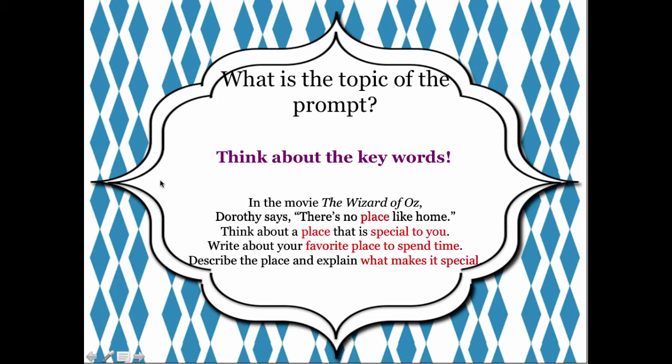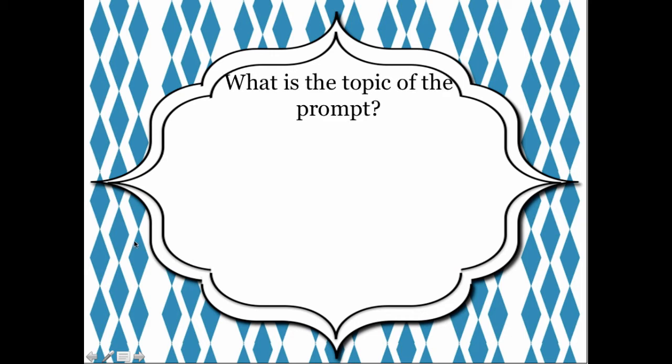Okay, so think about those keywords, and there they are. Place that's special to you, a favorite place to spend time, and then you're also thinking about what makes it special. So we've thought about what the topic is. Okay, so what is the topic of the prompt? Well, it's a special place to spend time. It's somewhere you like to go, it's somewhere you like to be, and there's reasons for it. There's a reason it's a special place to you.